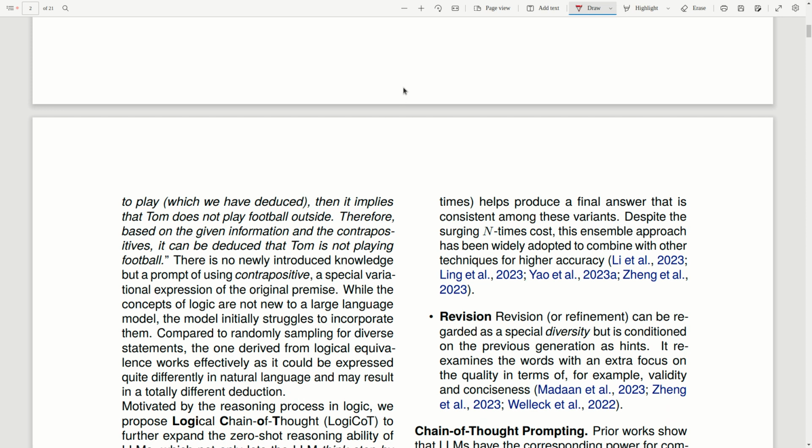So what exactly is this contrapositive? Okay, I'll write it here. Let's say there is a statement P and it implies something Q. So we read it like, if P then Q. So if P is true, then Q is true. The contrapositive of this is: negation of Q, then negation of P. This is a contrapositive of this.